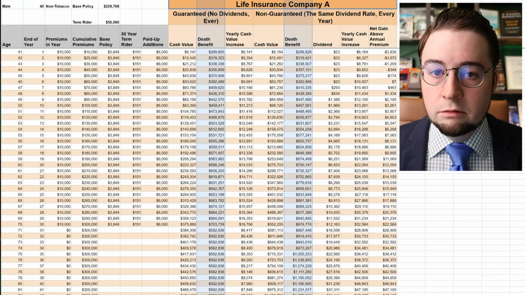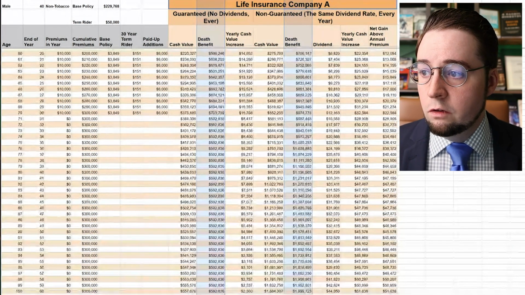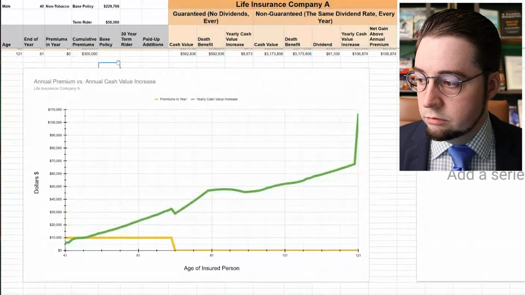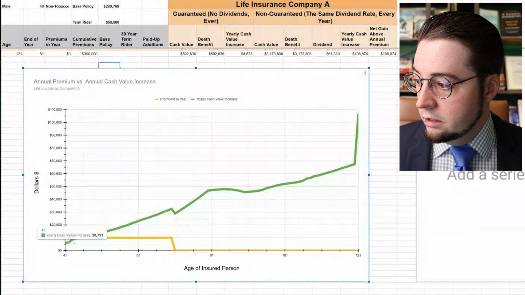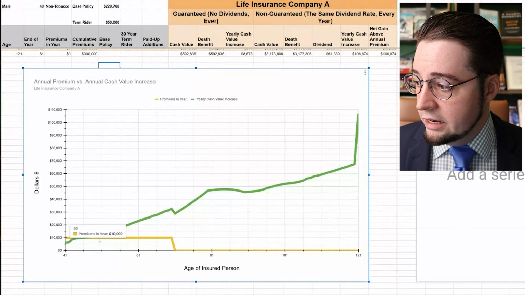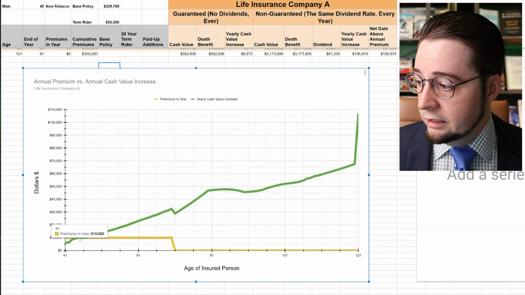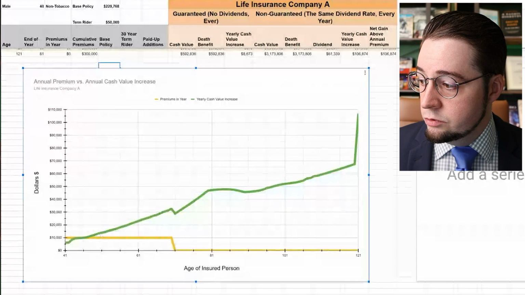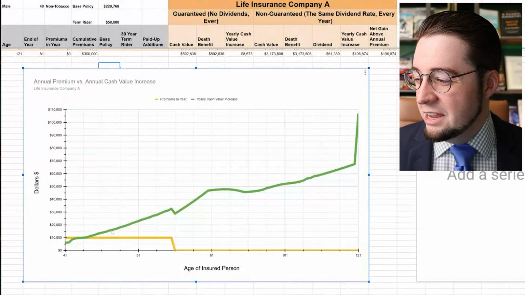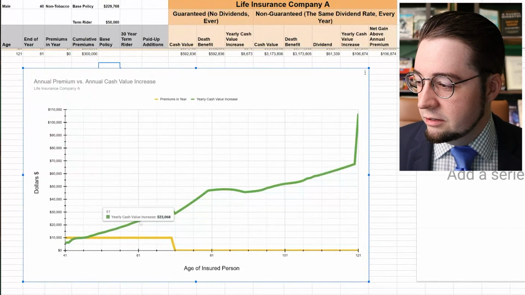If you'd like to see how this relationship evolves over time, there's a chart that I've prepared at the bottom. So you can see here, the green is yearly cash value increase, and the yellow is the premiums paid. So the first few years, $10,000 is paid, and the cash value increases by less than that. But once that gap is closed, then your increases take off.